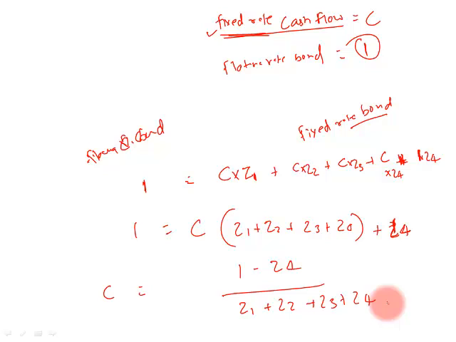This is the formula that we are going to use to calculate what should be the fixed rate or fixed amount of coupon that should be given on that bond, so that the value of that swap is 0 at inception.